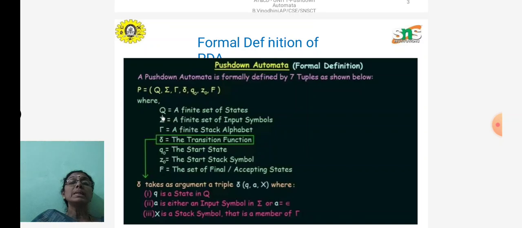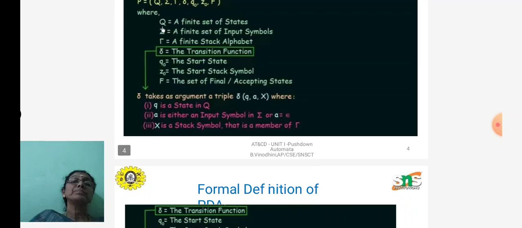Now I said that it only differs in the transition. The transition takes an argument that is a triple. For example, we have a state, then the input symbol, either a or epsilon, and the stack symbol, which is a member of gamma. So these are the three things we have, and it takes them as the argument for the transition.